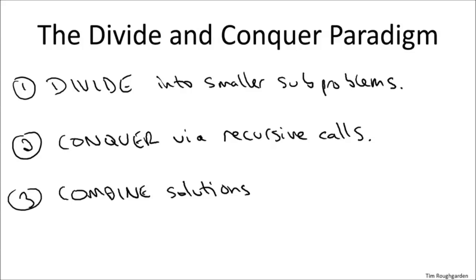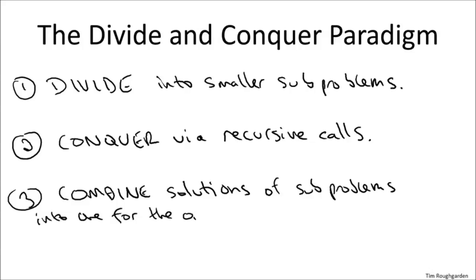So the third step is to combine the solutions to the subproblems into one of the original problem. Generally, the largest amount of ingenuity happens in the third step. How do you actually quickly combine solutions to subproblems into one to the original problem? Sometimes you also get some cleverness in the first step with division. Sometimes it's as simple as just splitting an array in two, but there are cases where the division step also has some ingenuity.